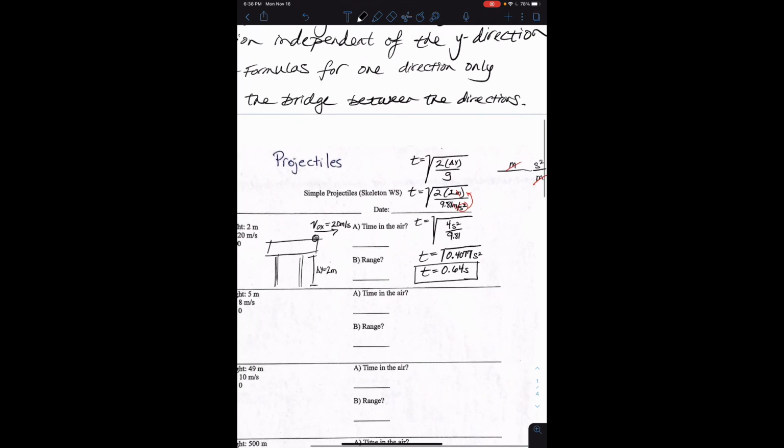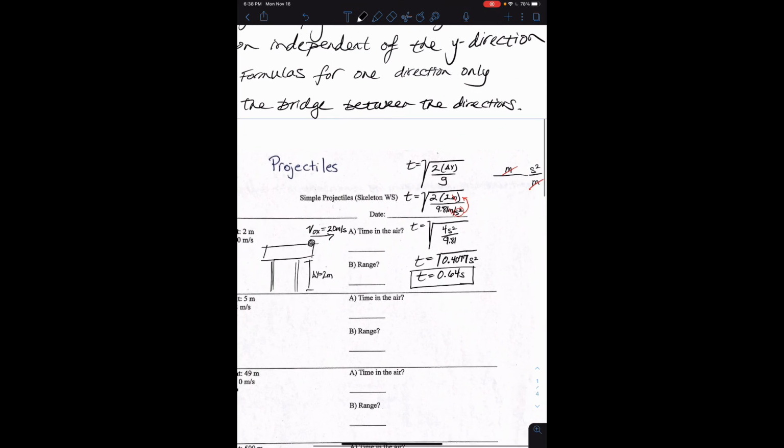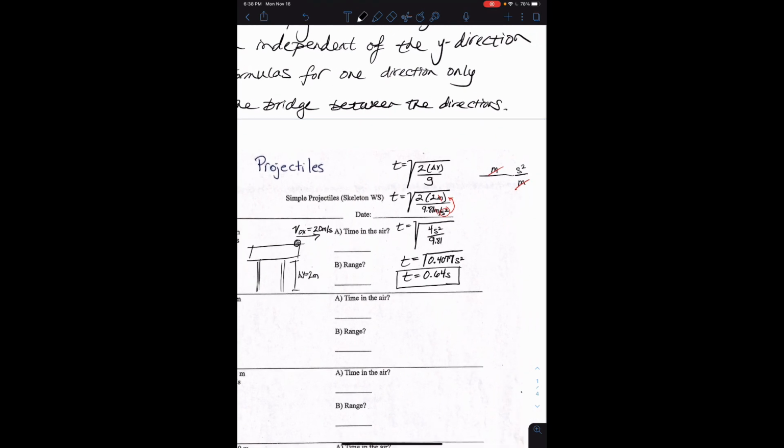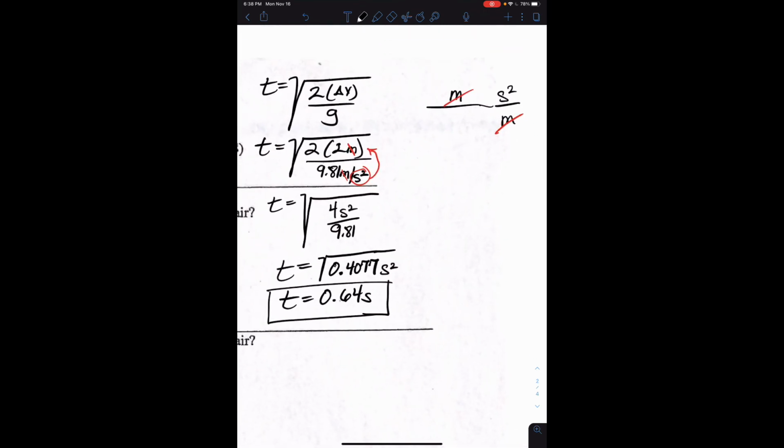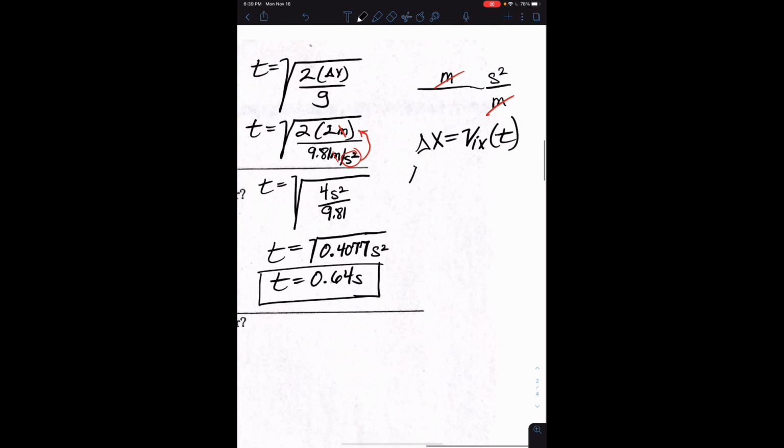Okay, so there we have it for the first problem. Range here. Once again, we're looking at the x direction. We want to know what delta x is. So we're going to use K2 in the x direction, which is this. Delta x equals VIX times t, right? The rest of K2 is gone because AX is 0. So we're left with just this shortened equation. We'll go ahead and plug in what we know.